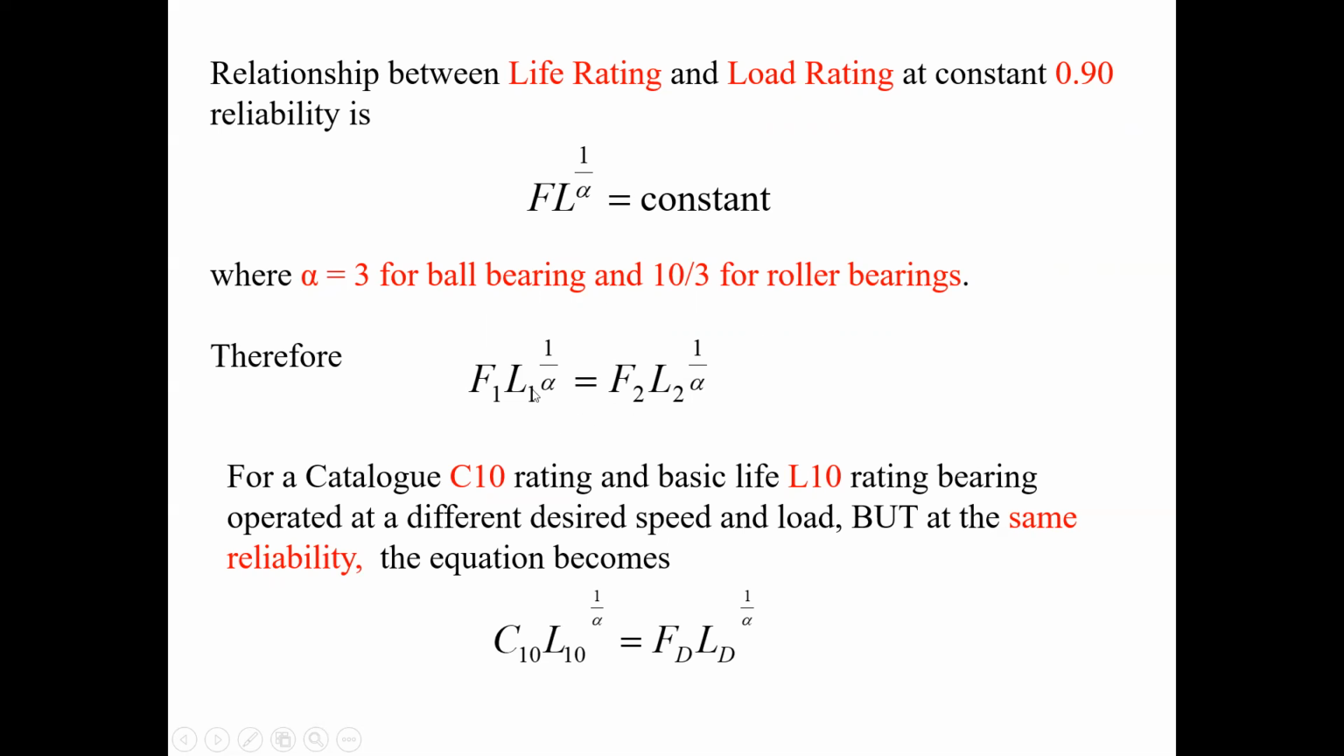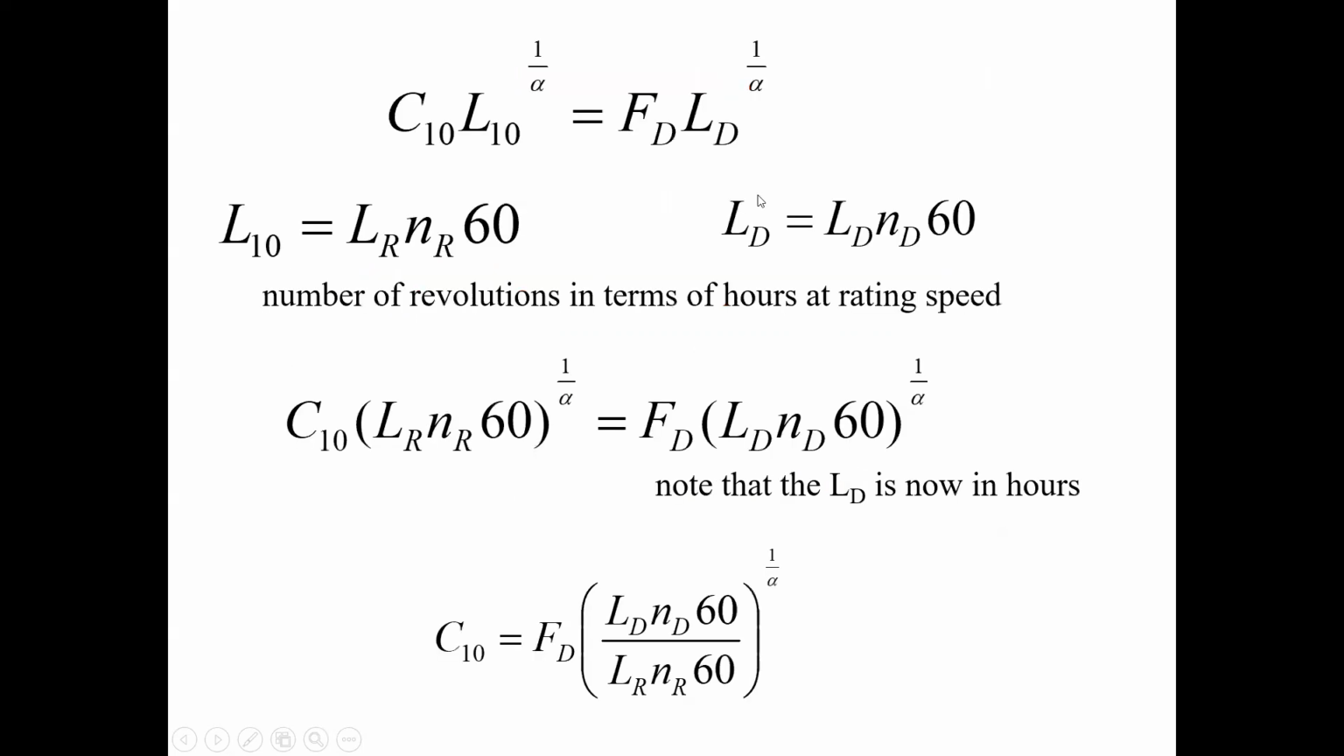I further modify this one to become like this. On this side, I put the C10 rating. L10 is the basic life rating with 0.9 reliability. This is always the standard calculation. So F2, L2 is modified as FD and LD, and F1, L1 is modified as C10 and L10. It's an equality.